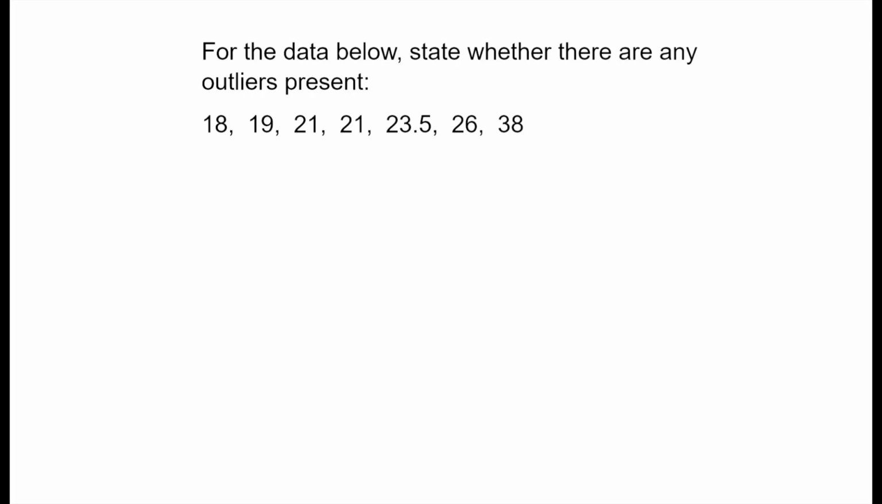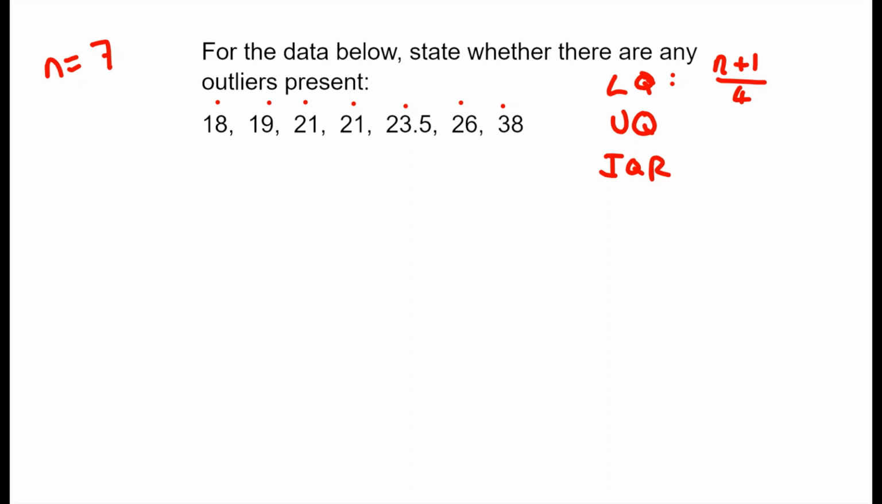Now, to be able to work out our outliers, we need to work out our lower quartile, our upper quartile, and our interquartile range. Now, for the lower quartile, what we need to do is to take our data, add 1 to it, and go a quarter of the way through it. So divide it by 4. Remember, n represents how many bits of data we have. 1, 2, 3, 4, 5, 6, 7. And we add 1 here because our data is discrete.